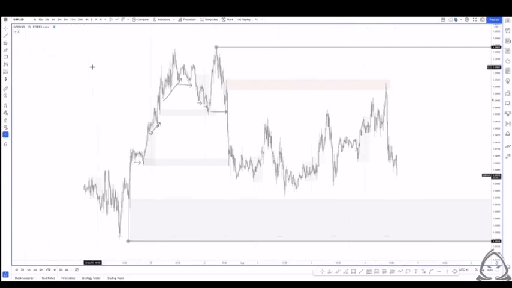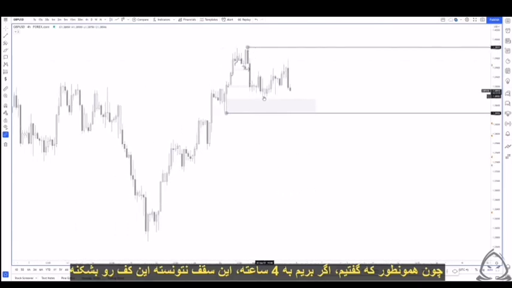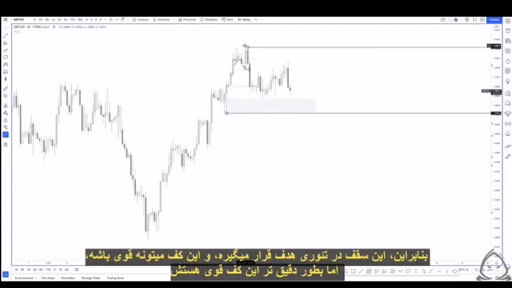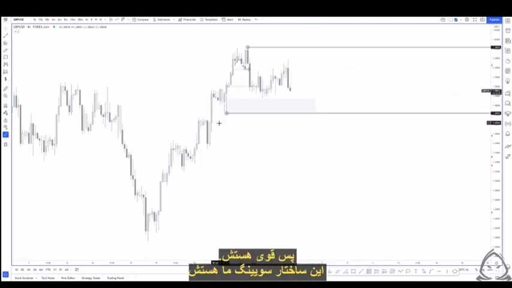Because as we said, when we go to the 4-hour, this high has failed to take out this low. Therefore, this high in theory is targeted and this low could be strong, but more specifically, this low would be strong because this low was successful in taking out these highs and these highs. So as a result, strong. This is our swing structure.